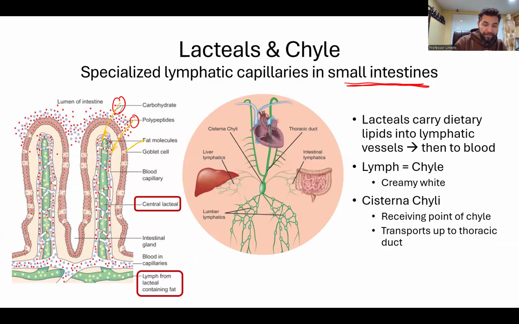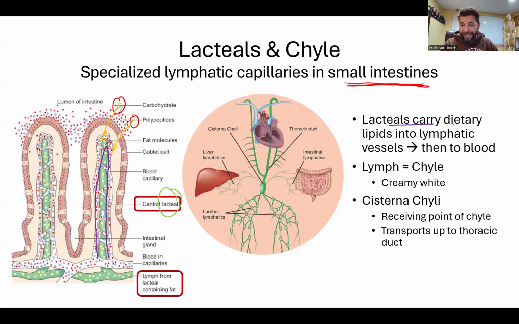Some of it, like fat molecules, I'll do it in a different color here for you. Fat molecules enter the lacteal. So the lacteal is just this horrible, horrible color choice. It's this green thing in here. It's lymph tissue, but it's specifically designed to suck up fats from the digestive system.